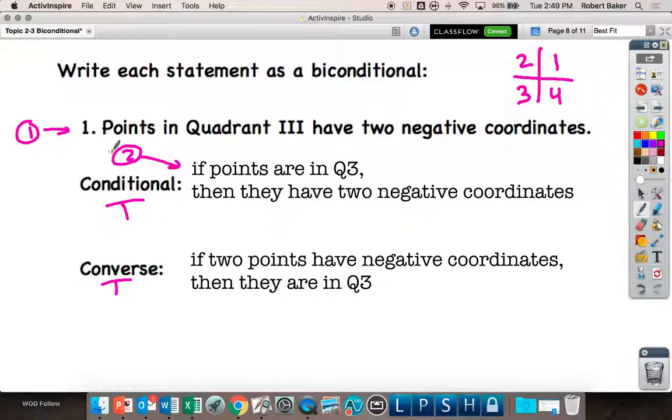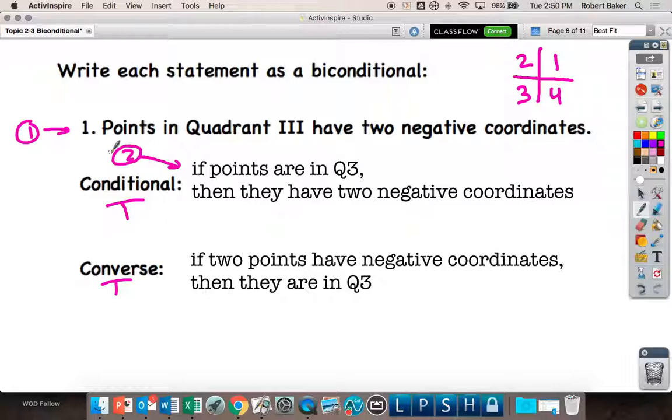Go ahead, give me a shot. What do you got for a biconditional? You see points in quadrant 3. Oh, I got it. Points in quadrant 3 if and only if they have two negative coordinates. English, what? Points in quadrant 3 if and only if I don't know, I'm trying. I get it, right?